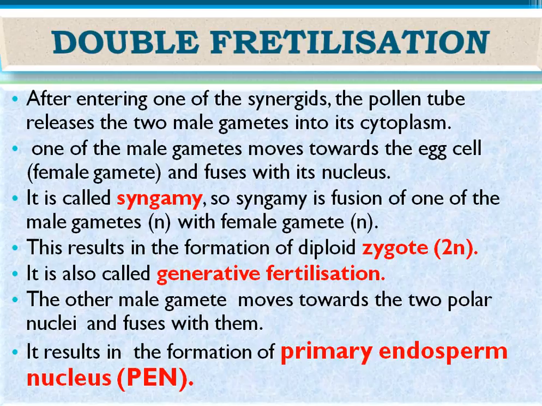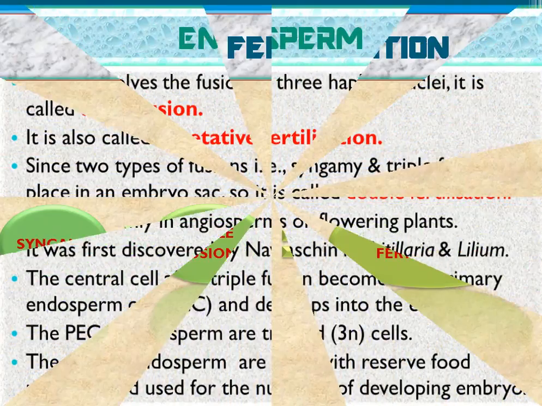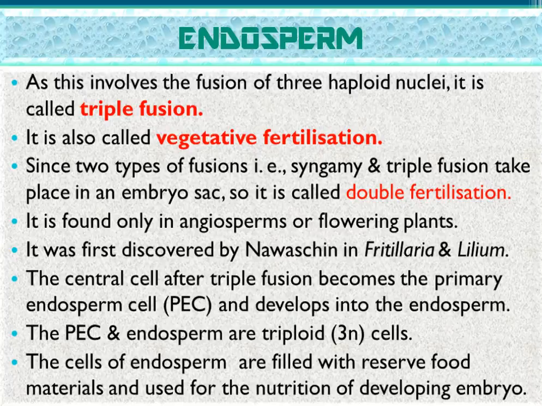The other male gamete moves towards two polar nuclei and fuses with them. It results in the formation of primary endosperm nucleus. So, syngamy plus triple fusion equals double fertilization. As this involves fusion of three haploid nuclei, that is one of the male gametes and two polar nuclei, it is called triple fusion. Triple fusion is also called vegetative fertilization. Since two types of fusion, that is syngamy and triple fusion, take place in an embryo sac, it is called double fertilization.